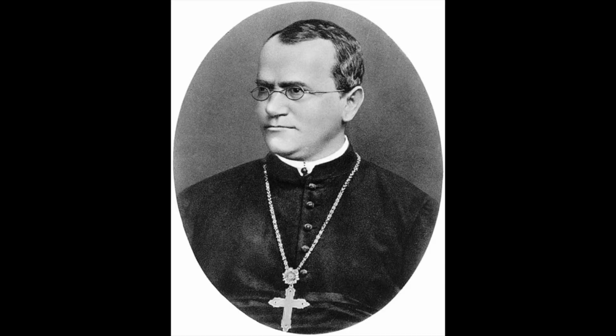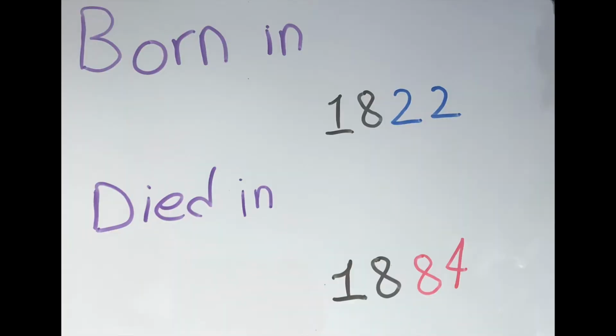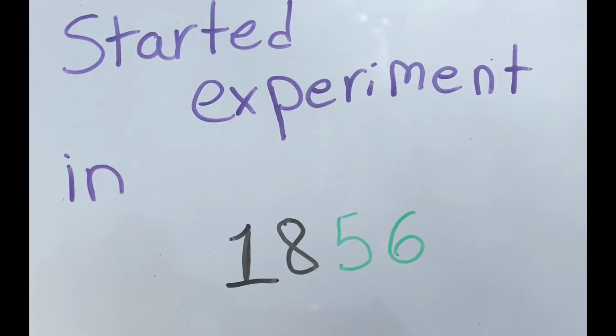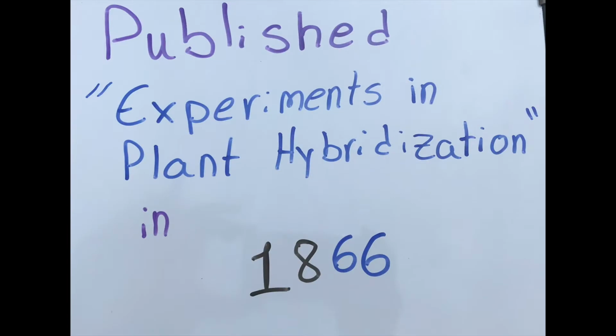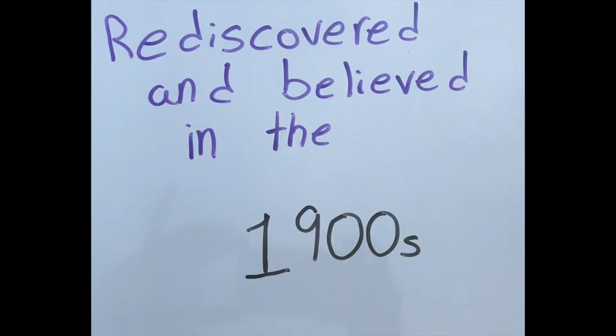Gregor Mendel was a monk that lived from 1822 to 1884. As a monk, he worked in the gardens. In 1856, he started an experiment with pea plants that led to his discovery of 3 inheritance laws in 1865. These results were published in 1866 in a book called Experiments in Plant Hybridization, but were not fully believed until the 1900s. In this period of time lived Charles Darwin, who explained the theory of evolution.